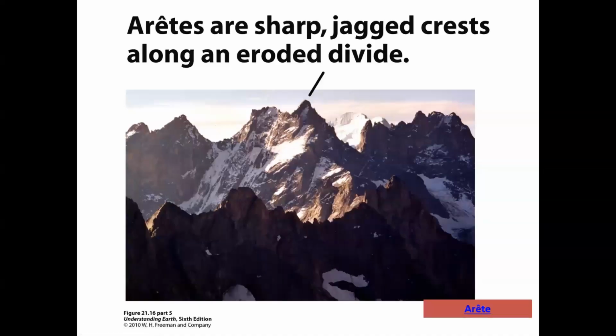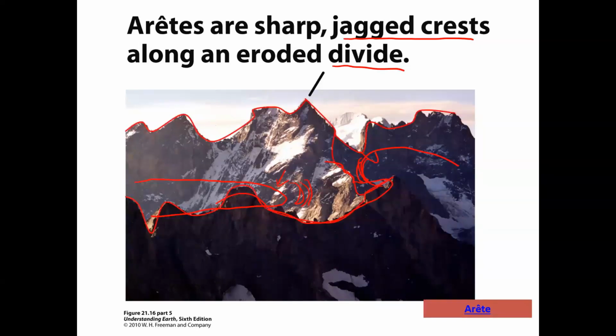Arêtes are the names of these sharp, jagged mountain crests that divide two areas that have been eroded by erosion, one on one side and one on the other. So this is probably a cirque down here, right? And there's probably another cirque over here. And the boundary between them, where the ice was starting here and it was starting here, and was sort of scooping away at the sides here and scooping away at the sides here, leaving this very jagged set of peaks here. Those jagged peaks separating these areas are called arêtes.